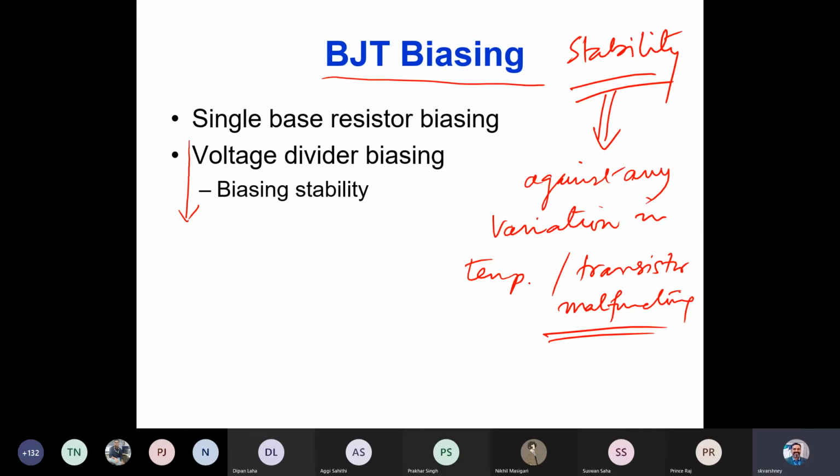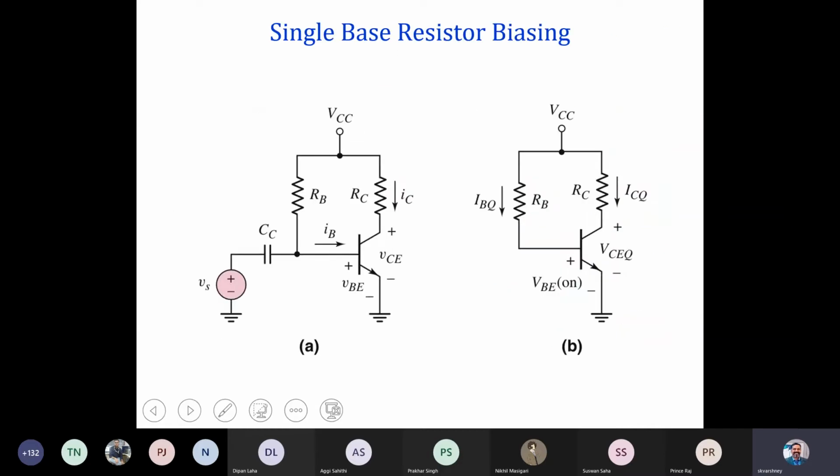As we have seen in some examples, we use a single base resistor biasing, and then another possibility is the voltage divider biasing. It of course provides better biasing stability. So let's have a look. So let's start with an example of single base resistor biasing.